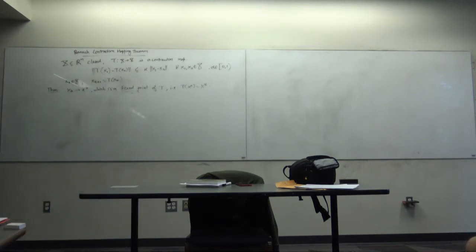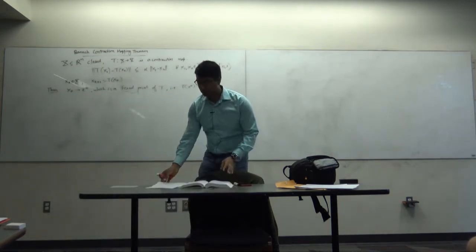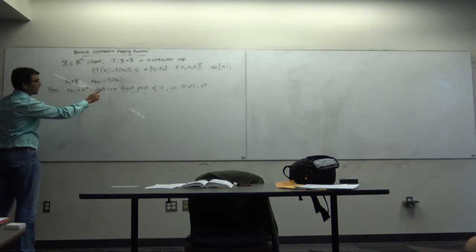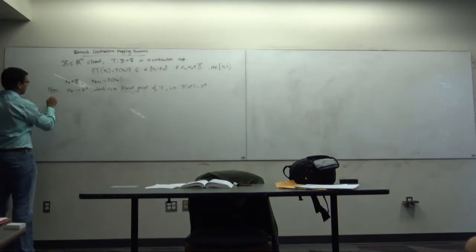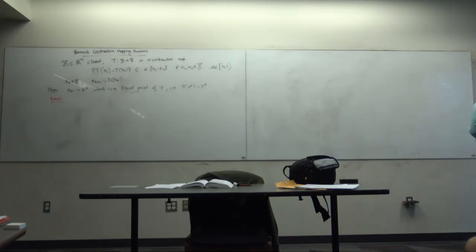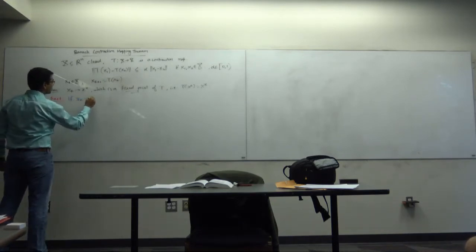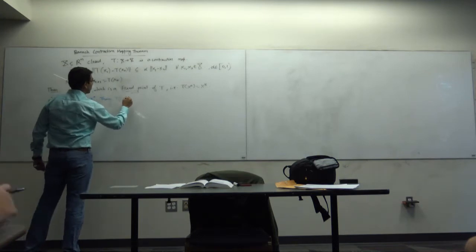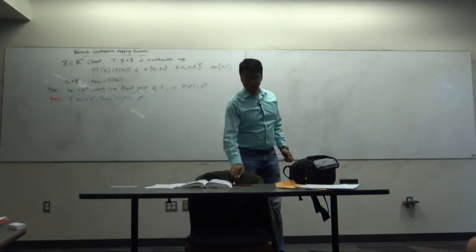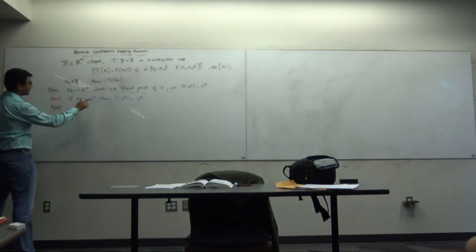Okay, so how do we go about proving it? Let me first prove that if x_k converges to x star, then x star is a fixed point of T. So the first fact is, this is step one of the proof, or howsoever you want to call it. So the hypothesis is, if x_k converges to x star, then T of x star equals x star. Okay. And the proof of this particular fact is pretty easy, so let's get it out of the way.